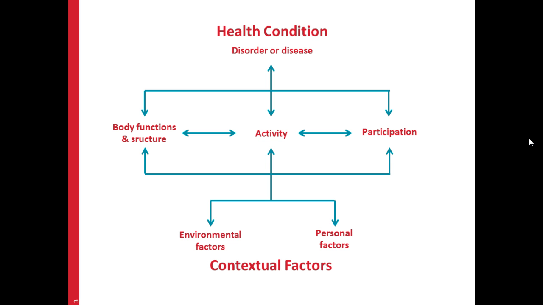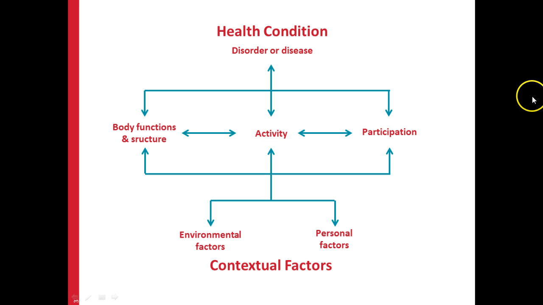The health condition and contextual factors both interact at 3 levels. Each level is described positively in the model, but has an associated negative term. Body structures are the anatomical structures within the body, and body functions are the physiological functions of the different body systems, including psychological functions. A problem with a body structure or function, such as a significant deviation or loss, is called an impairment.